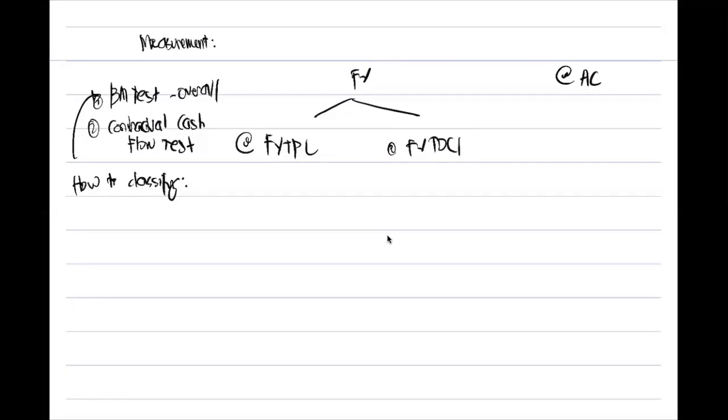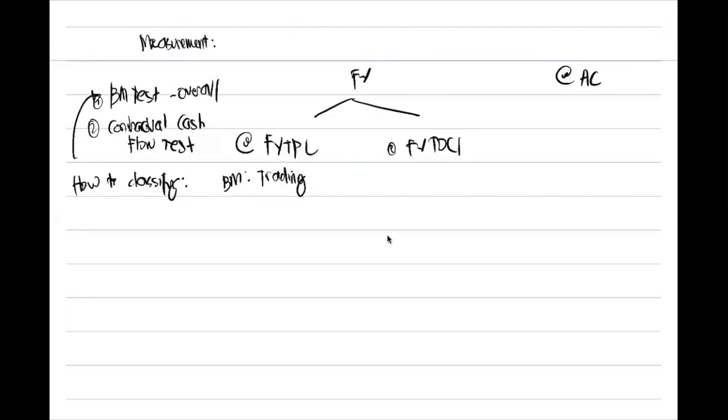So how do we classify them? Under FVTPL, normally we classify it based on your business model, and our business model here is for trading. If we are actively trading our investment, meaning your business model is to trade investments. So what do we mean by actively trading investment? You keep on buying and selling investments. That is your business model of trading.